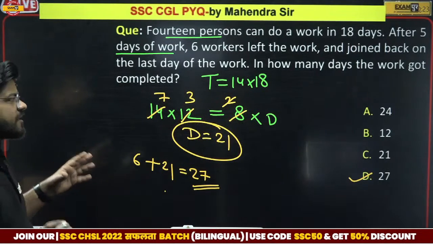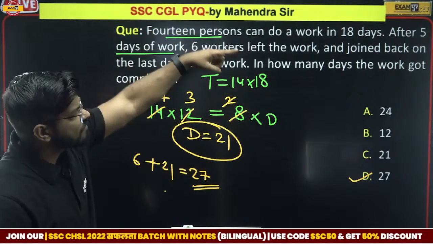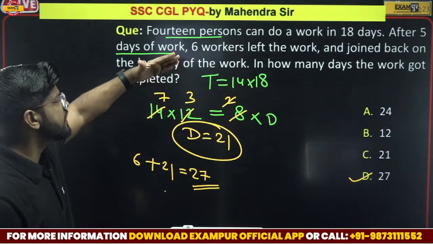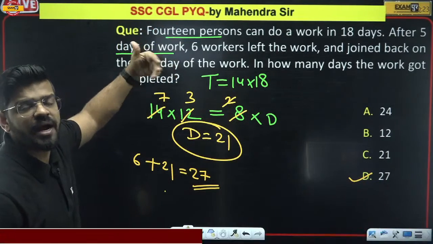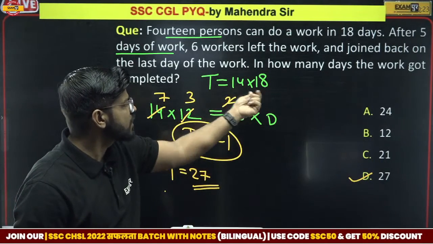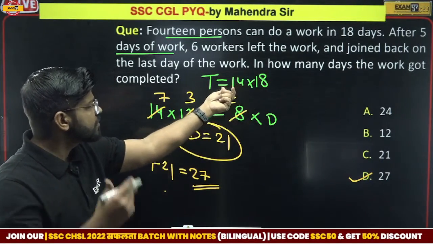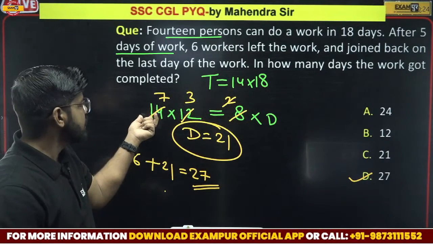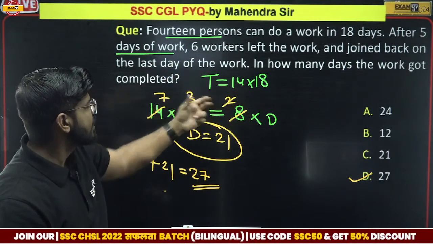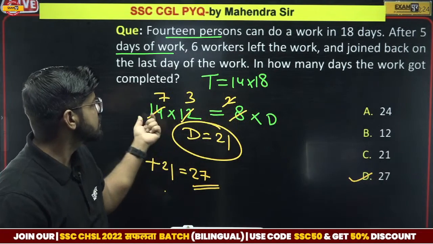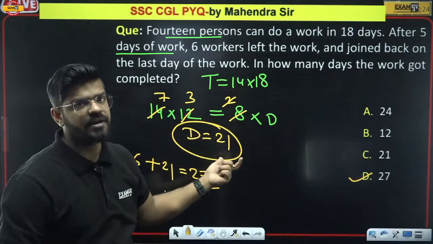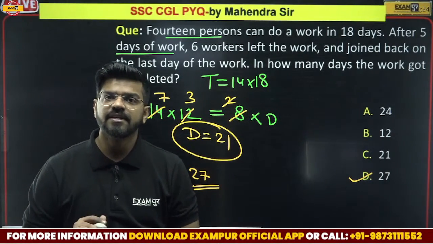Okay, so let me tell you again. They have completed 5 days work and then 1 day in the last day. So I told them just come and do 6-day work at once. 14 people 18 days work, 14 people 6-day work finish, and 12-day work remaining. Now remaining work is done by 6 less people, that means only 8 people. Now these 8 people have completed this much work in 21 days. So total I have got 27 days to complete the work.